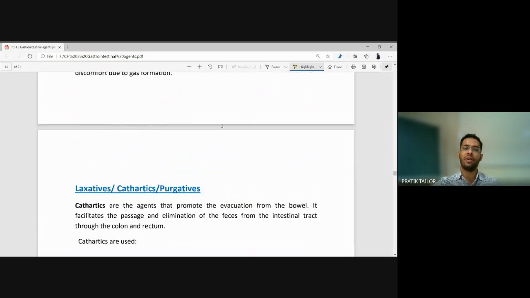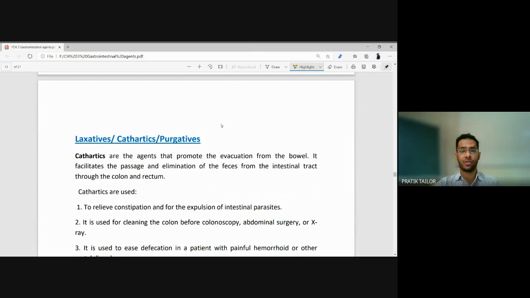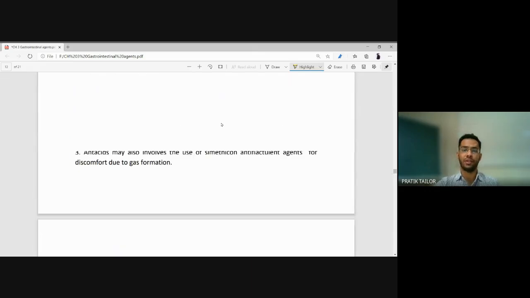Okay. Sometimes you can have some other ingredients too in your antacid preparations.